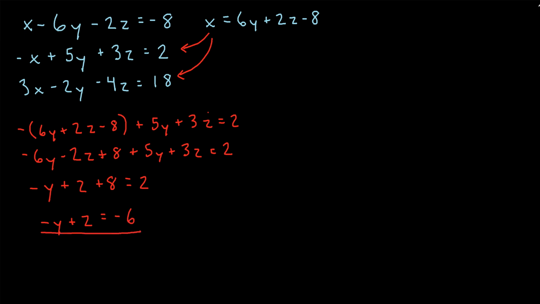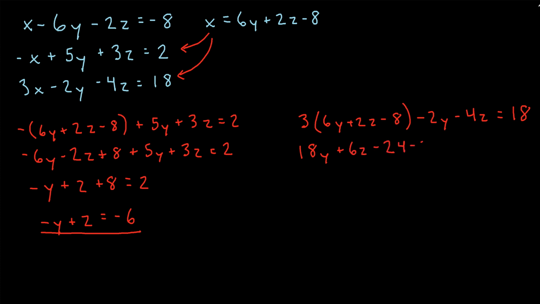So we have this equation here, and now we need to substitute x into this third equation. If we do that, we'll get 3 times x. Instead of x, we'll write 6y plus 2z minus 8. And then we have minus 2y minus 4z is equal to 18. If we distribute this 3 into each term in the parentheses here, we'll get 18y plus 6z minus 24 minus 2y minus 4z is equal to 18.